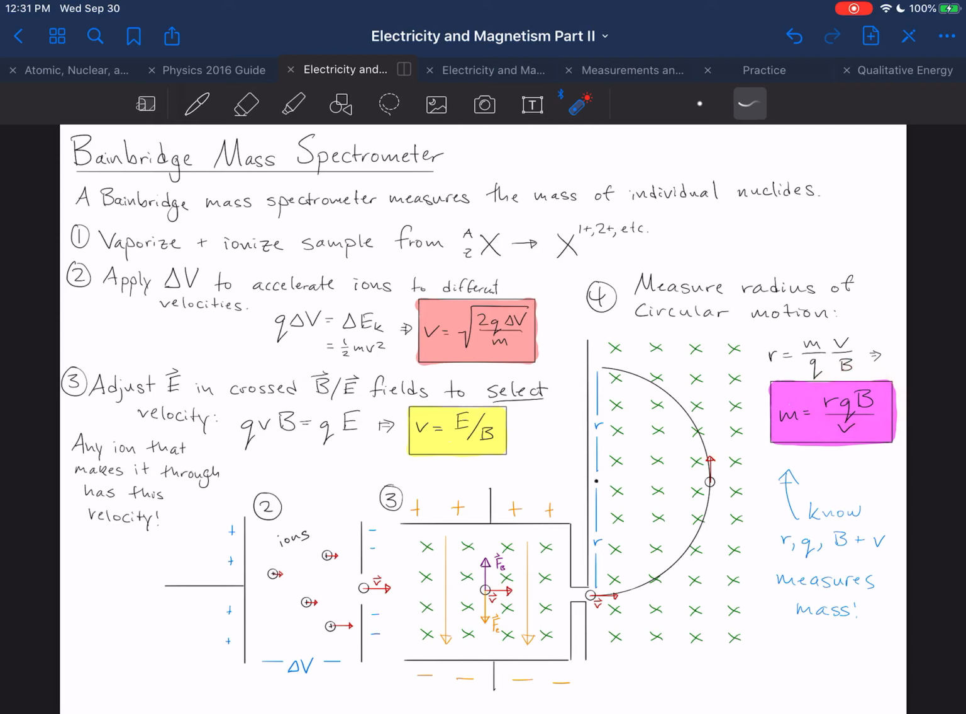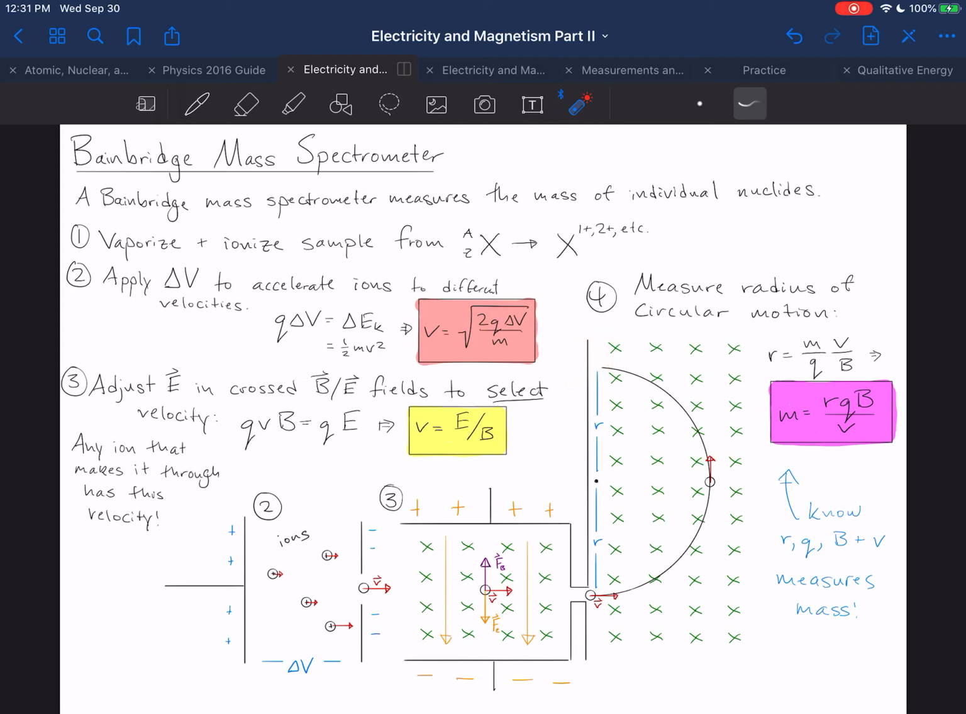Notice what happens if you get an ion that has the wrong charge. Okay, it has the wrong charge, +2, +3. Well, notice it's actually going to make it through step 3 because the charge cancels out. But in step 4, that charged particle, if it has a +2 charge rather than a +1 charge, for example, will have a simply much higher radius. And so you won't detect them anywhere near where your detector actually is.